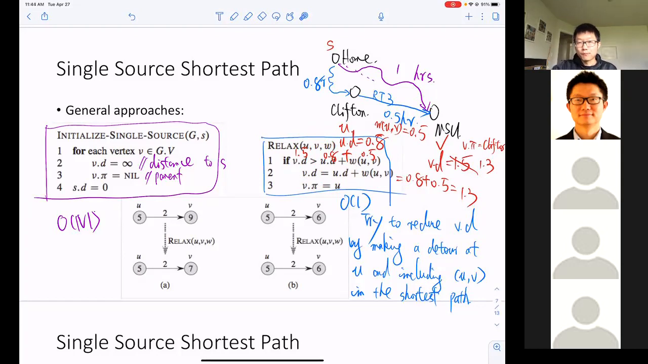So it doesn't matter how many vertices you visit, because here we're only going to call this function for a single edge from U to V, right? So this is the complexity for a single edge. Okay, cool.